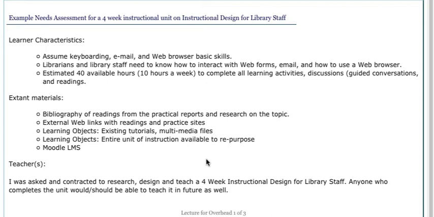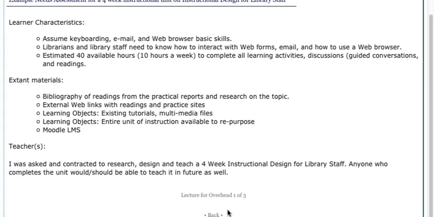I was contracted to research, design, and teach this for specific library staff for a particular purpose. So they wanted it customized, not just to send them to the online tutorials. And the outcome we wanted was that anyone who completes the unit would be able to teach it in the future as well. So they wanted an instructional designer, and I had access to additional subject experts in addition to myself.